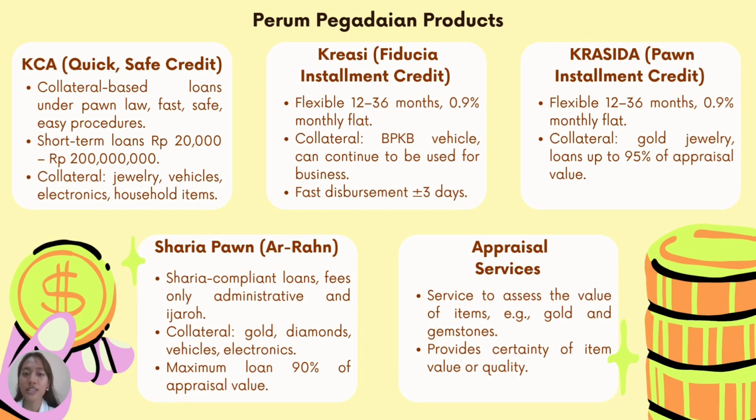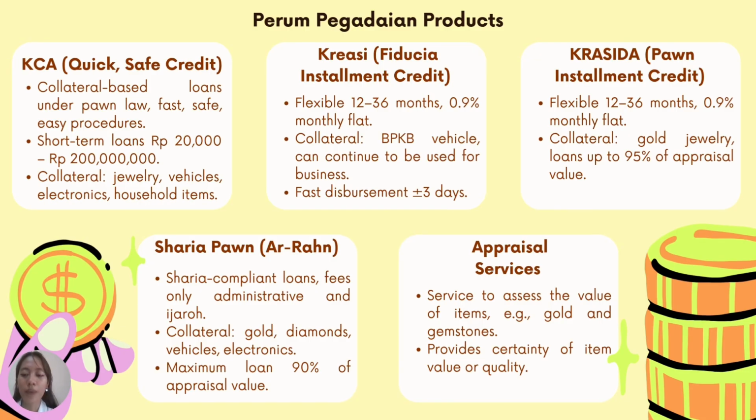Then the third one, Krasida, installment credit. These are loans for micro or small entrepreneurs with monthly installments, flexible for 12 until 36 months, also 0.9% monthly flat. And the collateral is gold jewelry, with loans up to 95% of appraisal value.